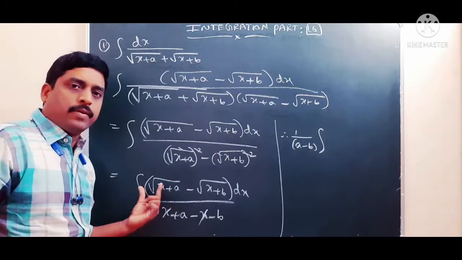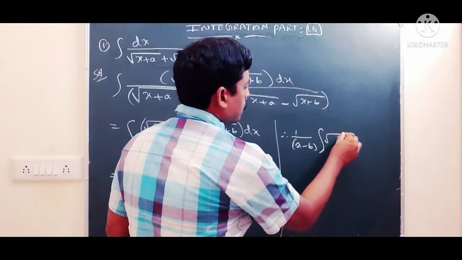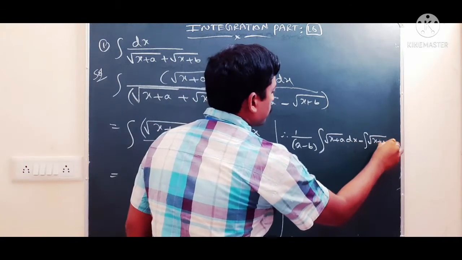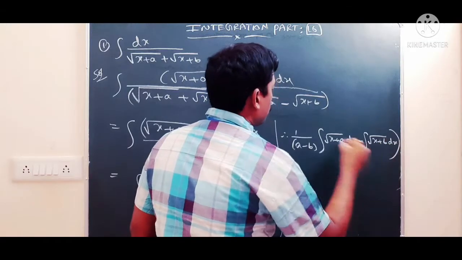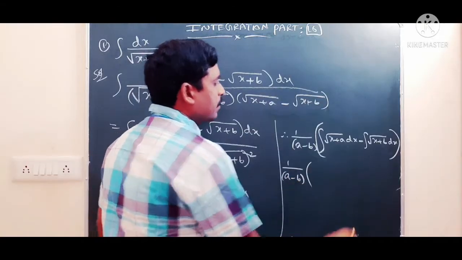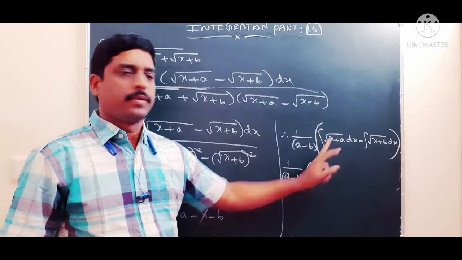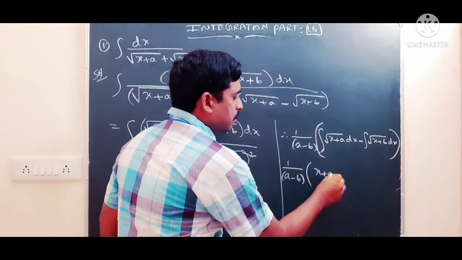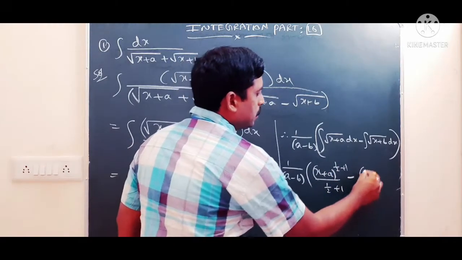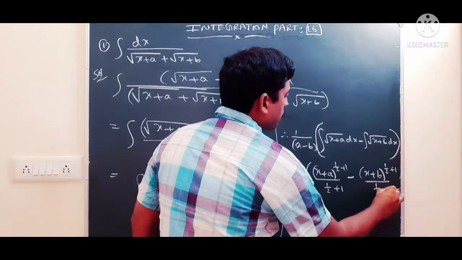This is going to be root x plus a dx minus root x plus b dx, this whole into 1 by a minus b. So 1 by a minus b into integral root x plus a, so this is x plus a power 1 by 2. Now this integration is x plus a power 1 by 2 plus 1, over 1 by 2 plus 1, minus this one also same, x plus b power 1 by 2 plus 1, over 1 by 2 plus 1, plus c.